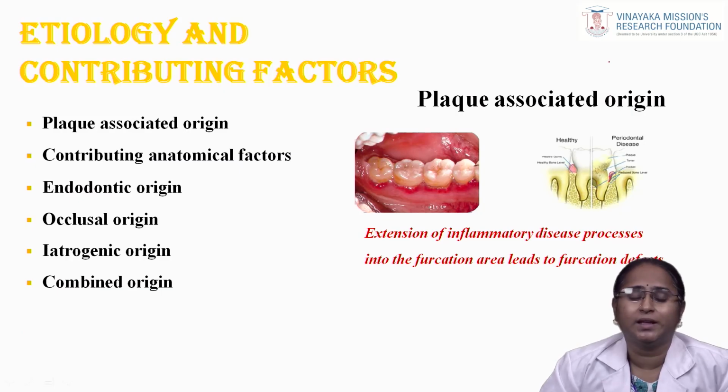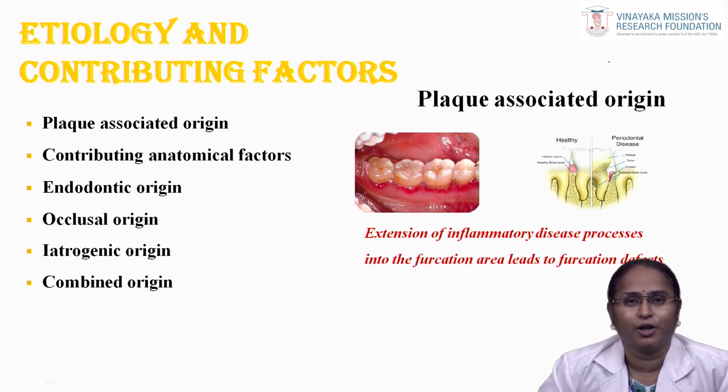Next we are going to see the etiological factors. So what are the etiological factors? Plaque associated origin, contributing anatomical factors, endodontic origin, occlusal origin, iatrogenic origin and combined origin. First we are going to see the plaque associated origin. In case of plaque accumulation in the furcation area, it will lead to the inflammatory process and it leads to attachment loss and bone loss.